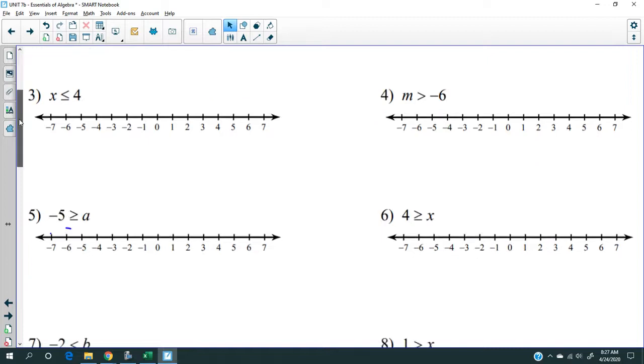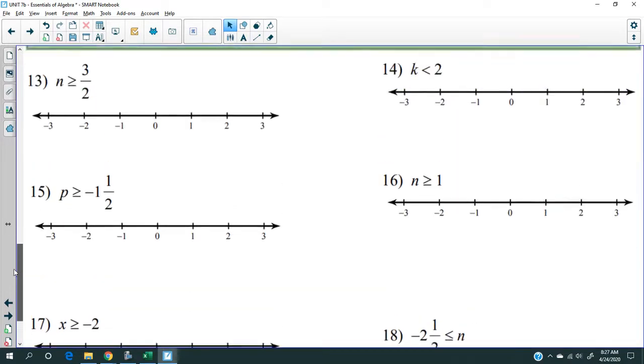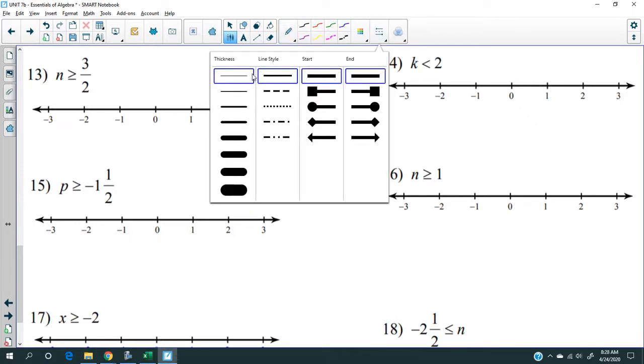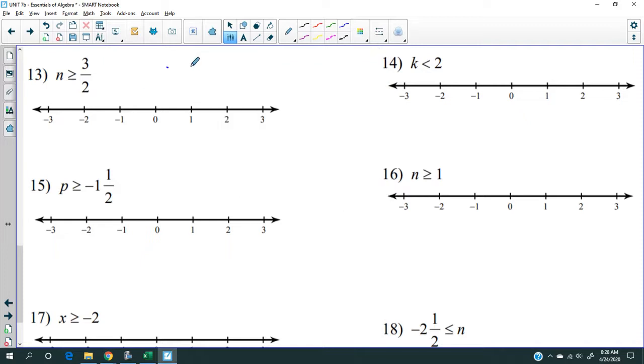So let's do this. 13, 14, 15, 16. Again, I should have you write out the number lines. Here, n is greater than 3/2. Now, if you look at the number lines, none of the labeled ones is a fraction. So where is 3/2 going to be? In other words, what's 3/2 also the same as? Yeah, 1.5. So where's 1.5? It's between 1 and 2.